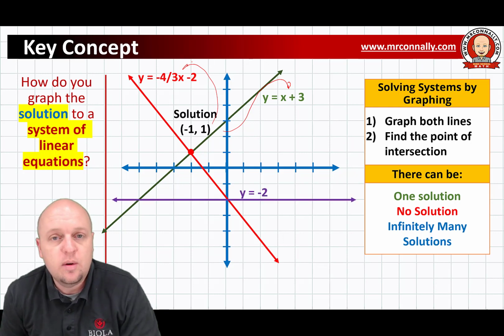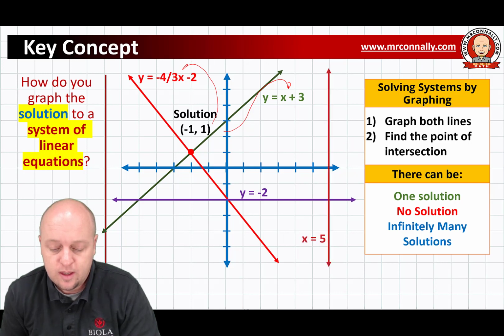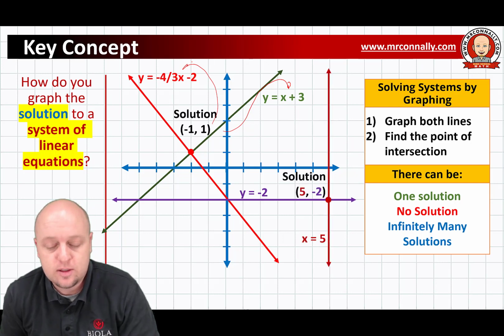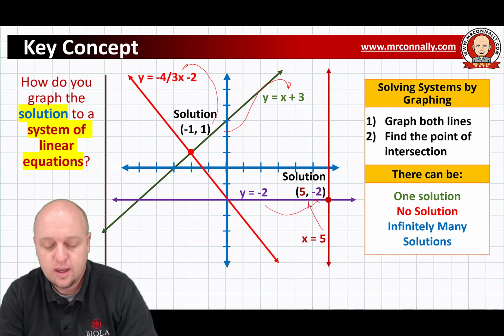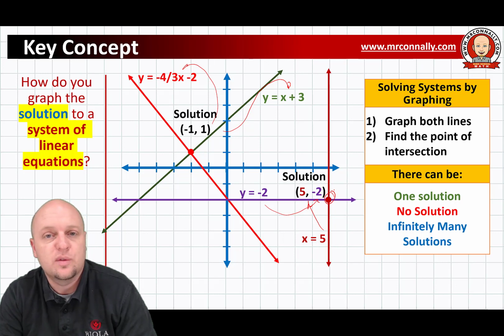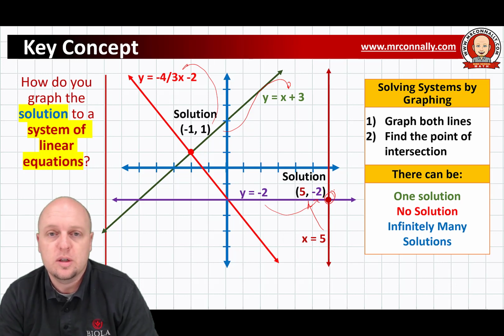Okay, now same thing with vertical and horizontal lines. We've got y equals negative 2 and x equals 5, and the solution in that one is, not surprisingly, where x equals 5 and y equals negative 2. That is the only point that satisfies both of those equations.